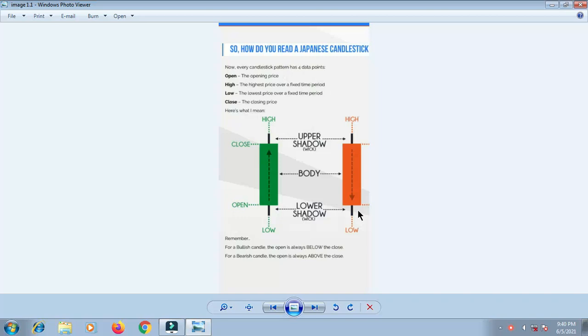Hi, so today I'll be explaining candlestick patterns. So, what actually are candlesticks and what are the different kinds of candlesticks that are available for trading?